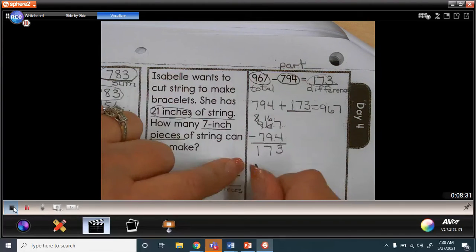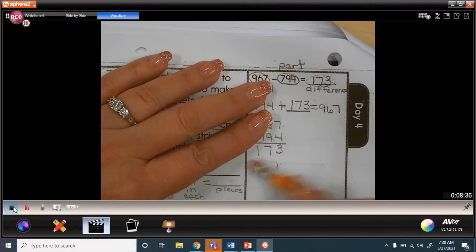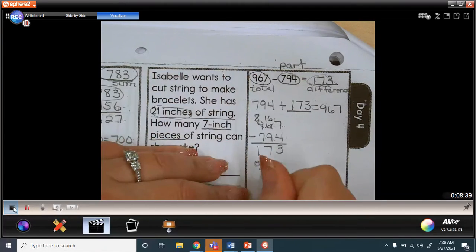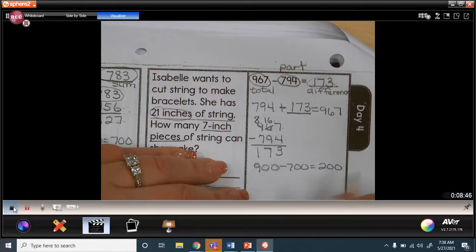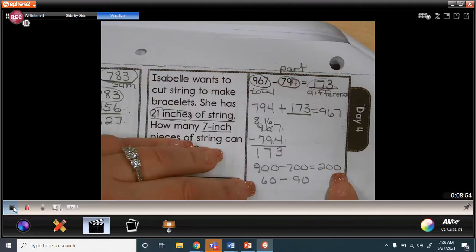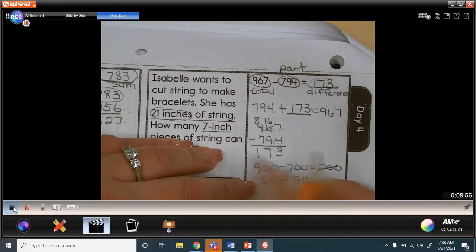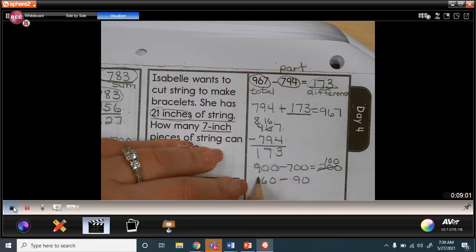Now, I could also do it by using place value, and I'm going to start with my hundreds place. So 900 minus 700 is 200. And later on, I might have to regroup. So we're going to see and check. We have 60 minus 90. And yep, sure enough, we had to regroup. We had to regroup 100. And when we regroup 100, we're adding that 100 to the 160. And so we have 16 tens.